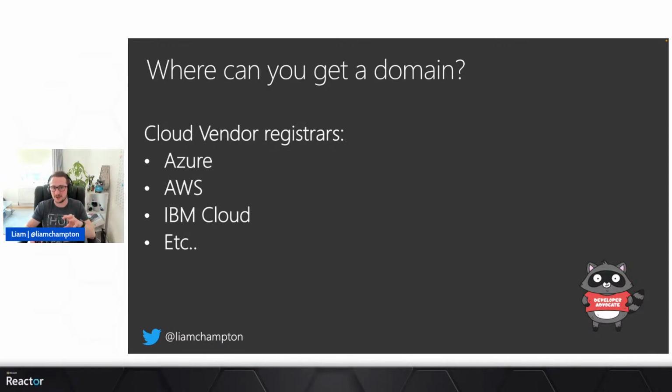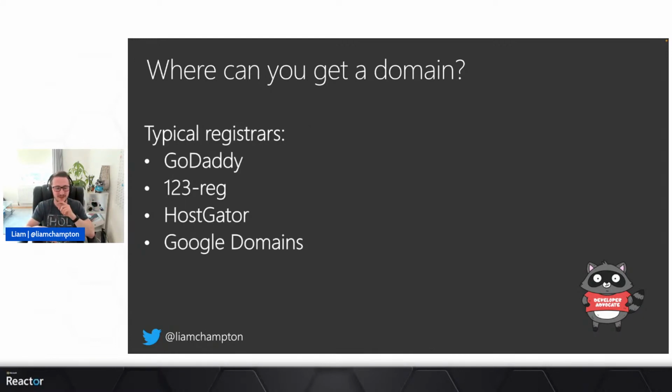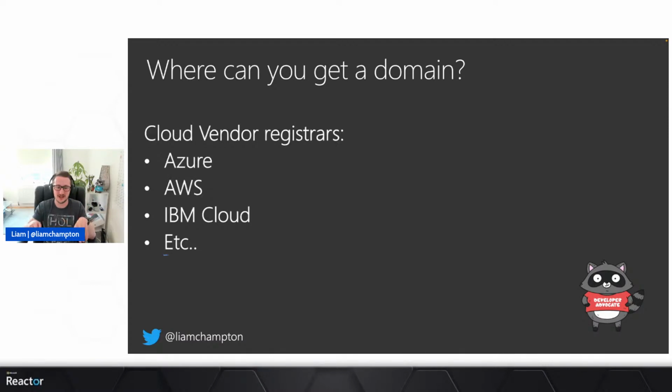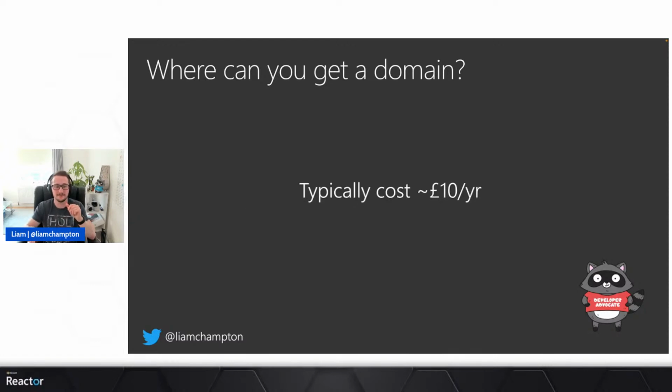Other ones, you've got cloud vendor registrars: Azure, AWS, IBM Cloud. I actually have domains in different ballparks here. I've got one in AWS, one in IBM Cloud, one in Azure now. I've got one in GoDaddy and Google Domains. So I've got quite a few hanging around everywhere. Different registrars have different perks, different reasons. Just up to you who you use and why.